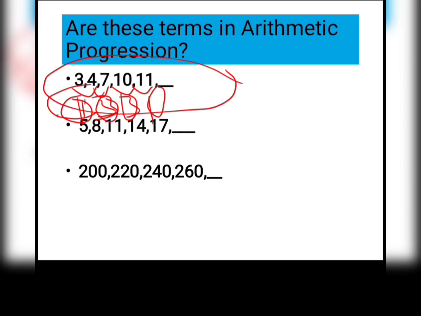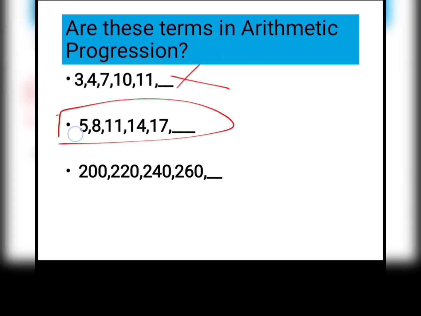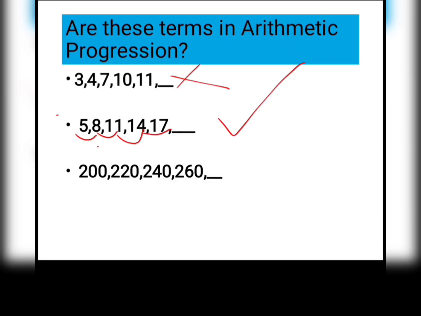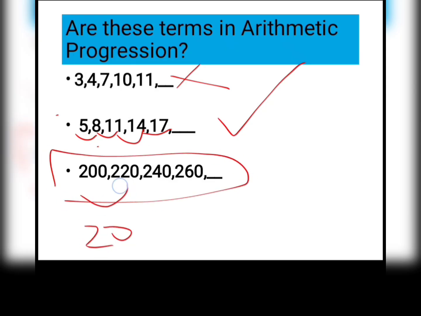Let's check another example, whether these terms are in arithmetic progression or not. 8 minus 5, 3. 11 minus 8, 3. 14 minus 11, 3. 17 minus 14, 3. The common difference is the same for all the terms, so these terms are in arithmetic progression. Let's check another example also. The common difference you are getting is 20 for all the terms, so these terms are in arithmetic progression.